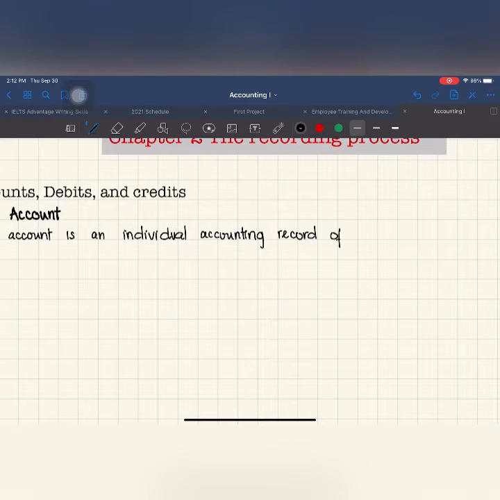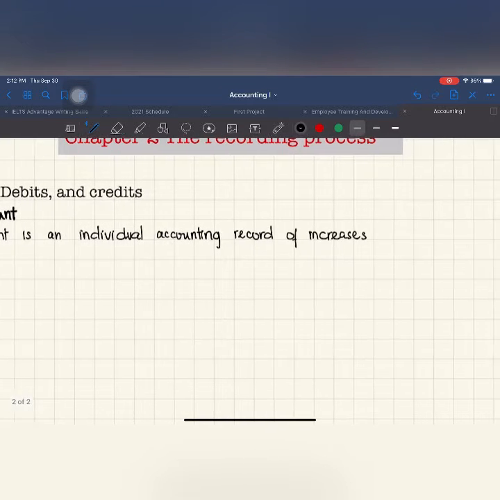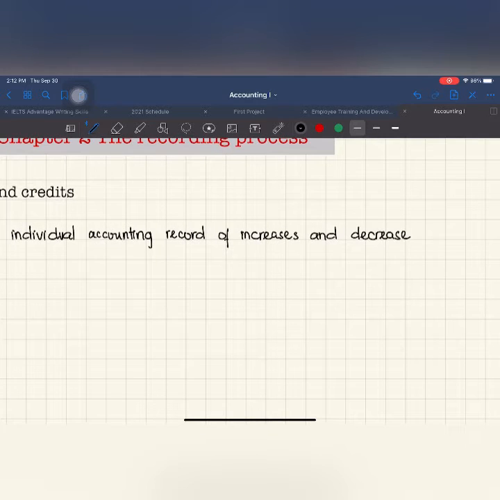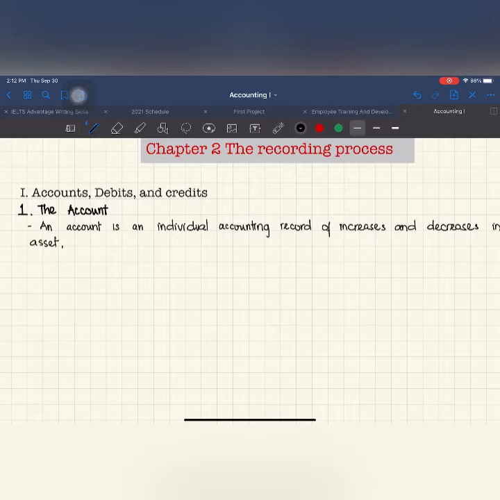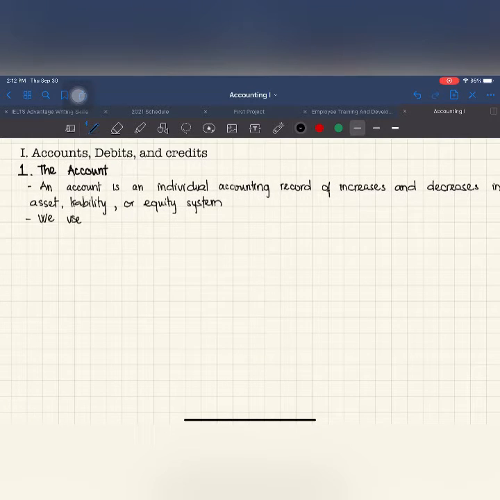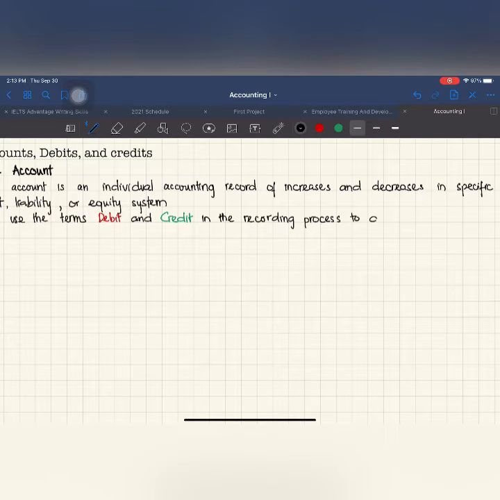An account consists of three parts: a title, a left or debit side, and a right or credit side. Because the format of an account resembles a T, we refer to it as a T account. The term debit indicates the left side of an account, and credit indicates the right side. So we use the terms debit and credit in the recording process to describe where entries are made in an account.